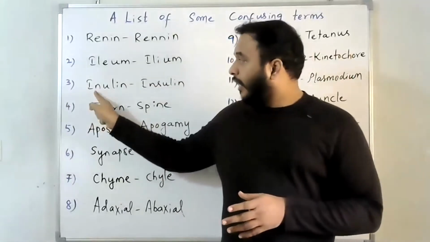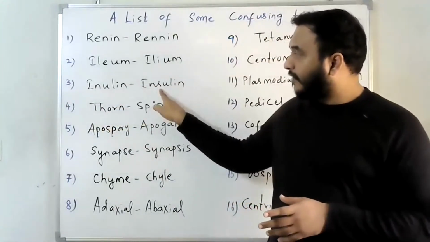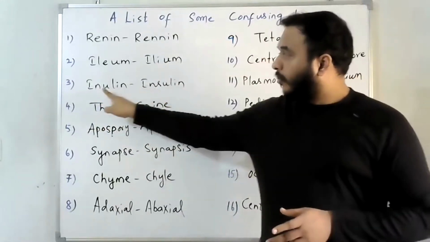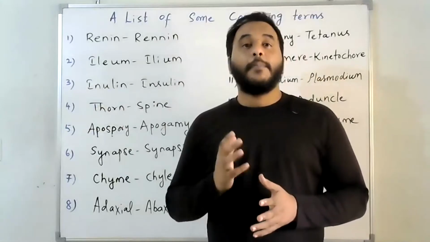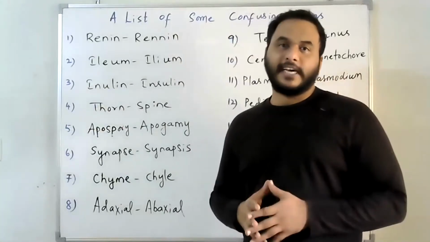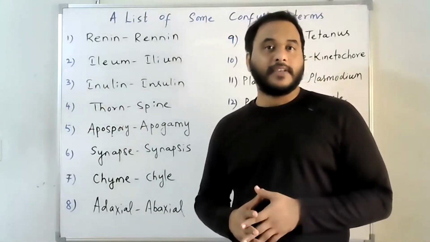Next, the third one. Inulin, insulin. Only S is different. Only S is added for insulin. Coming to inulin, inulin is a polysaccharide. Polysaccharide means carbohydrate. Inulin is a complex carbohydrate.